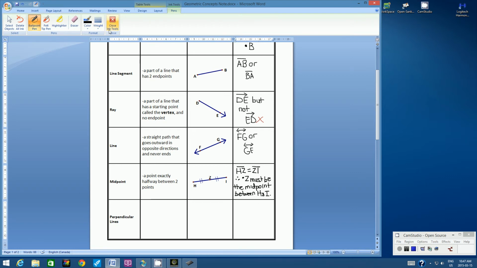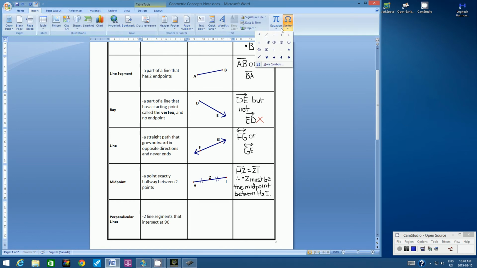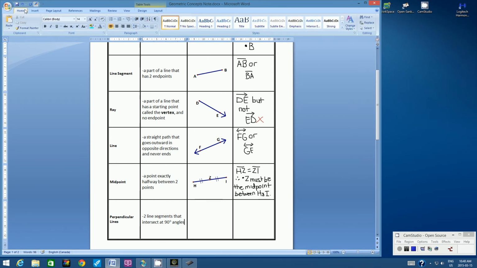So let's go to the last one on the page. Perpendicular lines. Perpendicular lines are two line segments that intersect at 90-degree angles. Of course, you know the word intersect means cross each other. So two line segments that cross each other at 90-degree angles. Another word for 90-degree angles is right angles.